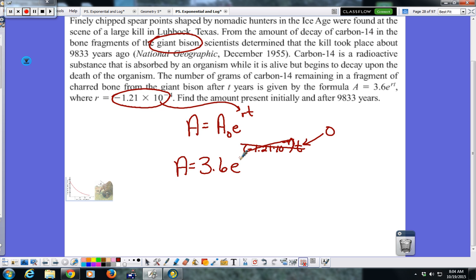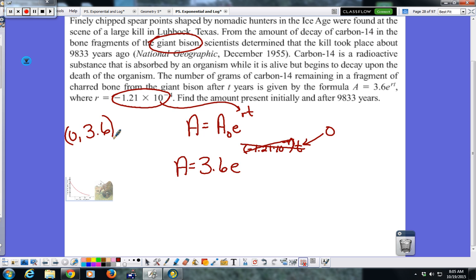Help me out with that, Noah. What is e to the 0, or anything to the 0 power? Itself? No. Anything to the 0 is 1. So you have 3.6 times 1, which is simply 3.6. So at time equals 0, you have 3.6, is it in grams? Number of grams, yes. So initially you had 3.6 grams.